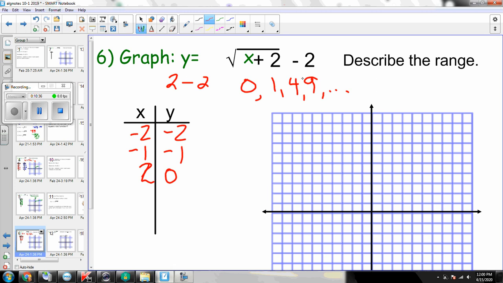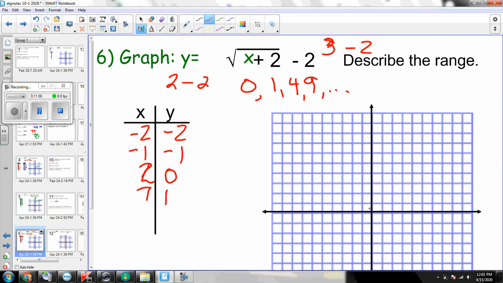Then I'm going to think about, well, what can I put in for x to get 9 so I can take the square root of 9? Well, 7. 7 plus 2 is 9. So I would have the square root of 9, which is 3, take away 2. When I do 3 take away 2, I get 1. So here are some points on my graph.